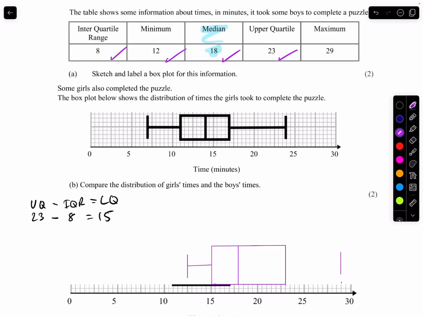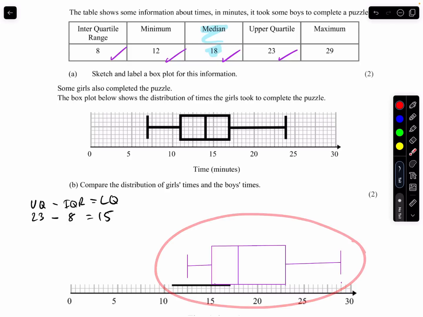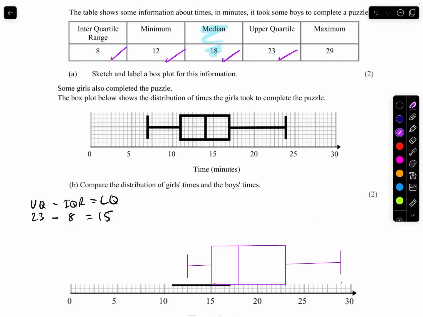So there. Remember, you're going to have a full grid in the background, I hope. So you won't have to do this on plain paper like I have. Right, so this is our box plot done, comparing the distribution now. So usually when you're comparing, so this was the boys I've done, right? So this was boys, and this is the girls, okay? All right, I have to compare. I have to sort of say something, usually about the median and the interquartile range or the range. All right, so what can you see? Remember, it's the times that they took to complete the puzzle.